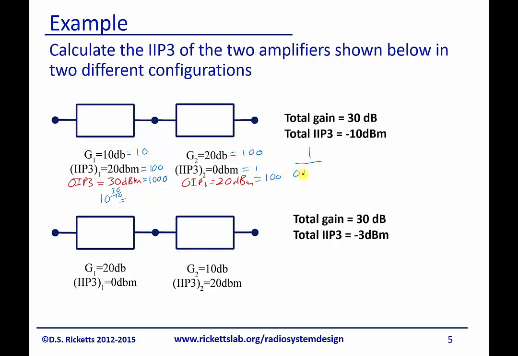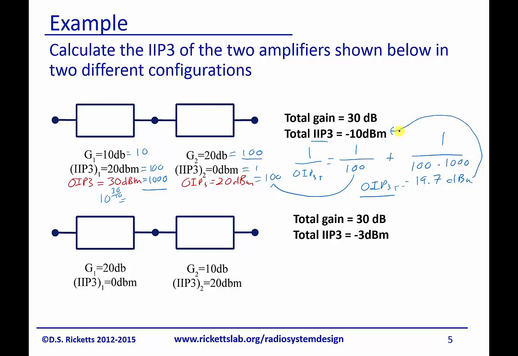So 1 over OIP3 total is going to be 1 over 100, that's the first stage, plus 1 over the gain, which is 100, that's this gain, times the OIP3, which is 1,000. And if you calculate out the math, you end up with OIP3 total roughly 19 to 20, I think it's 19.6 or 19.7 dBm. And that's the OIP3. And to get back to the IIP3, we just subtract 30 and we get minus 10.